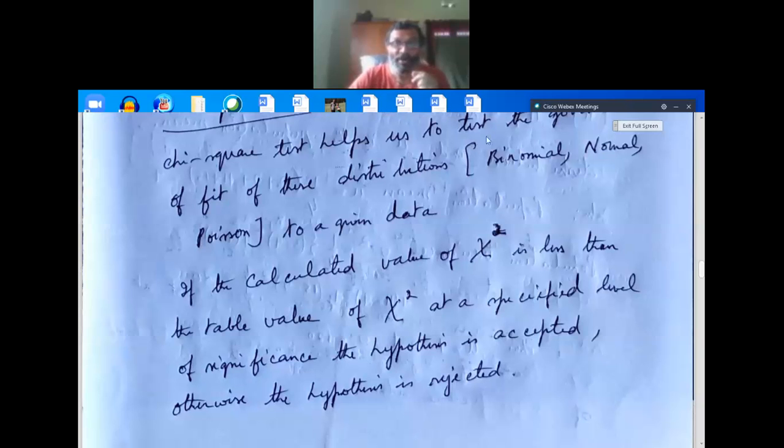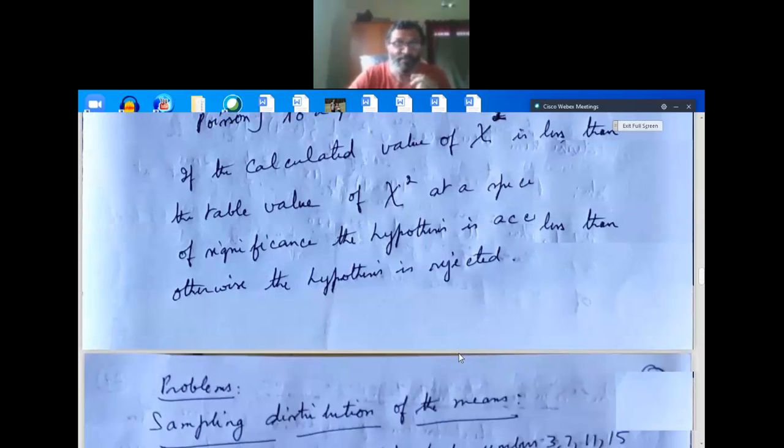So very important point here. If the calculated value of chi-squared is less than the table value of chi-squared, see, the chi-square value you get from calculation is less than the table value. Table value either they give in the problem or they will give you the table. So if the calculated value of chi-square is less than the table value at a specified level of significance, the hypothesis, your assumption, is accepted. Otherwise, your assumption is rejected.